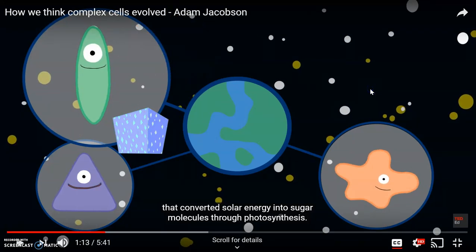So hopefully you've identified, 1, that it's green, but 2, that it's something that took the sun's energy and turned it into sugar, aka glucose. So this green one over here is what we believe to be the ancestor to the chloroplast.